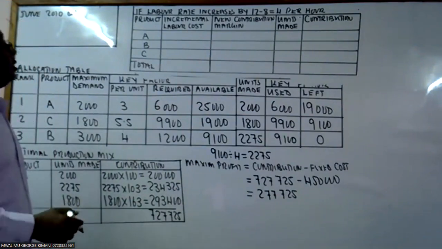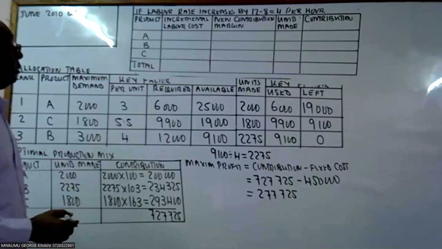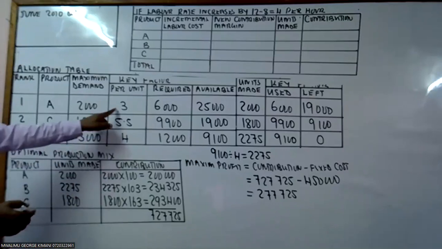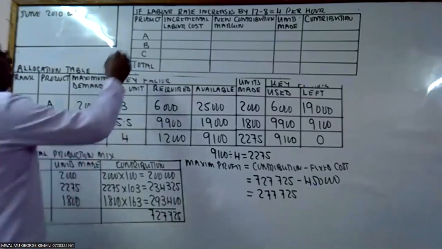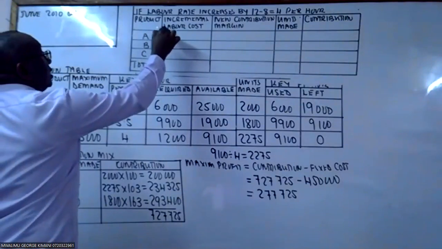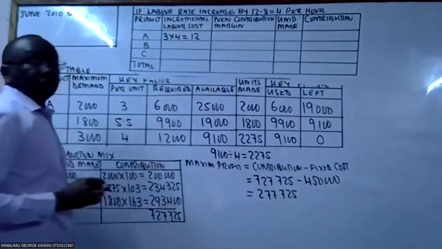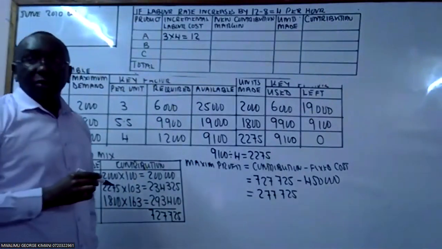Now, what happens is for product A, which had 3 hours, it will be 3 times 4. That will be 12 shillings. It will now be more expensive by 12 shillings.